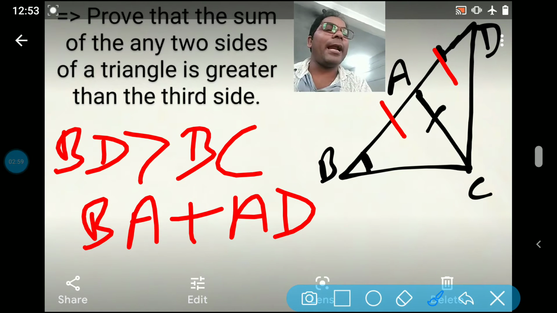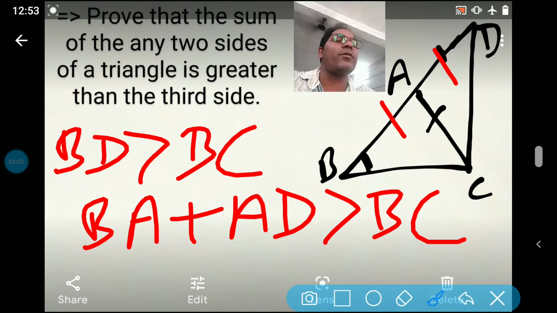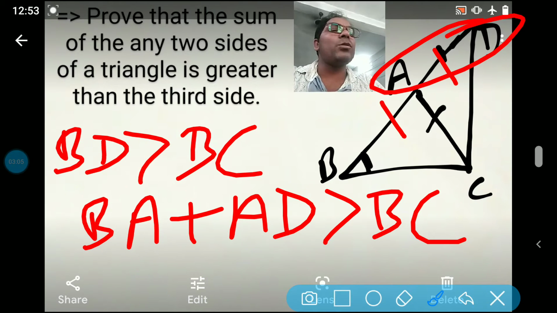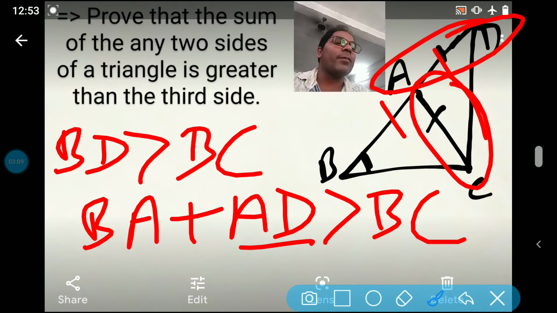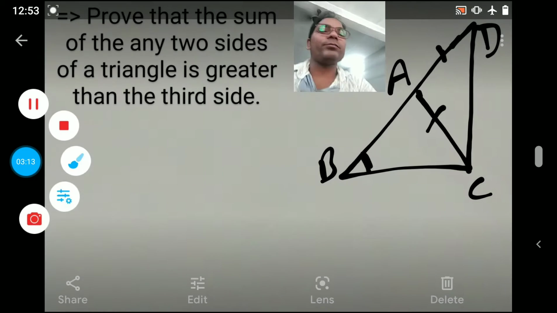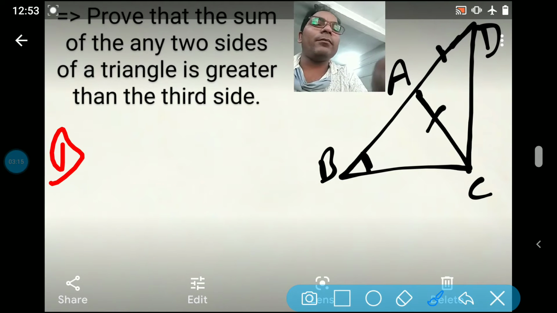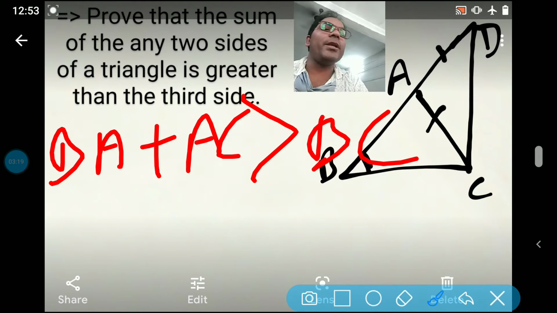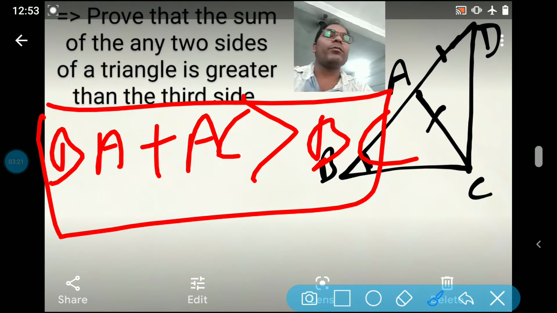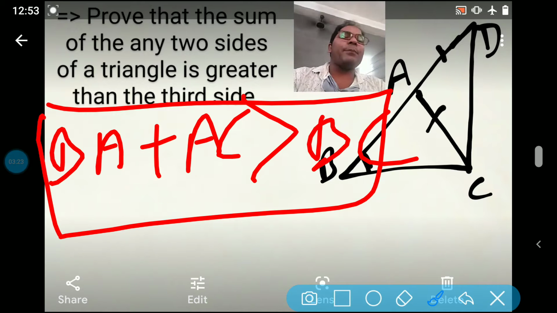And what construction have we done? AD equals AC. So in place of AD we will use AC. Then in the next step, it will be BA plus AC is greater than BC, and this is our proof. So we have to prove this one.